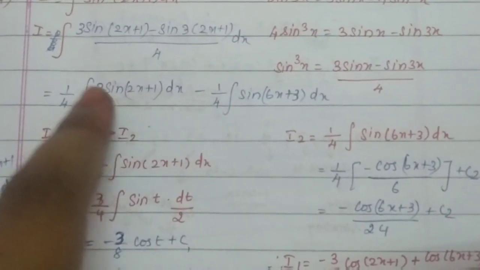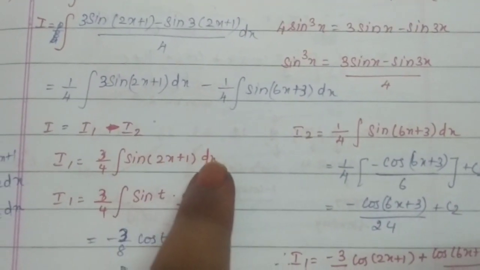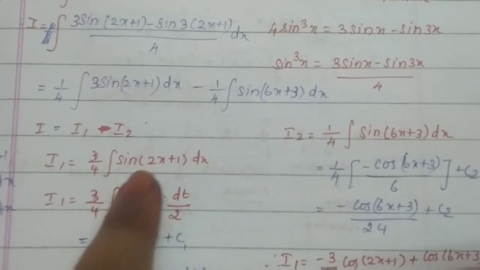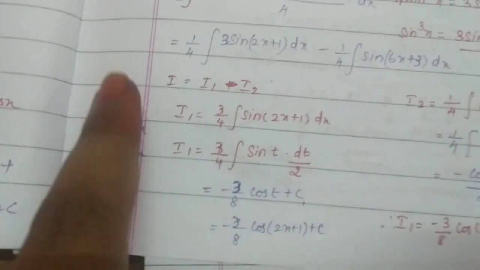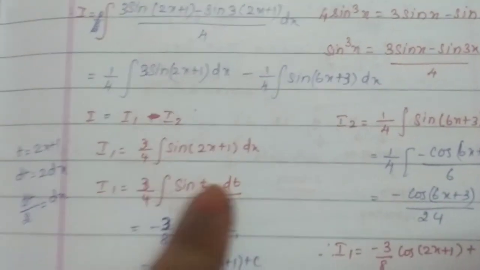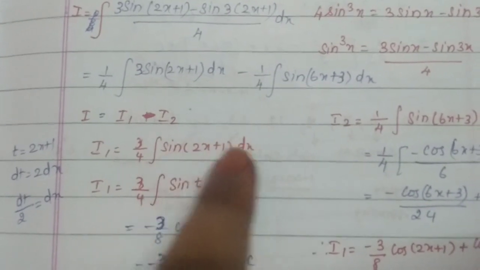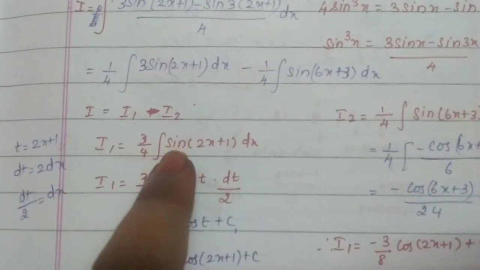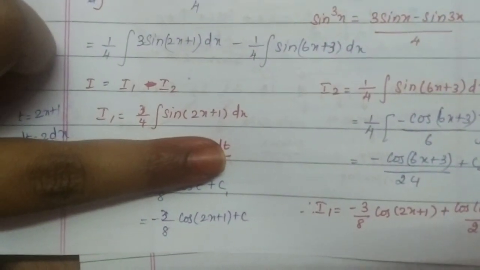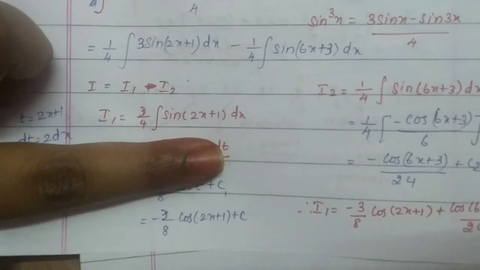Here 3 is constant, so I am taking it outside, so I will be getting 3 by 4 integral of sin of 2x plus 1 into dx. As I told already, you can integrate directly, no need to substitute t. If you want, you can go through it and substitute. For your understanding, I have written it here. Integral of sin x is nothing but minus cos x plus c. So, I am writing minus cos x. Here x is nothing but 2x plus 1.